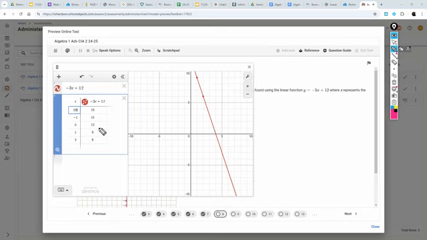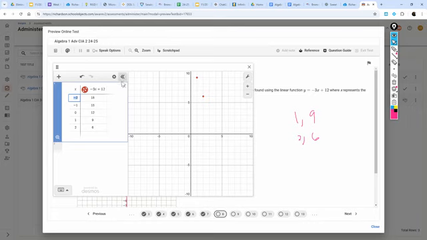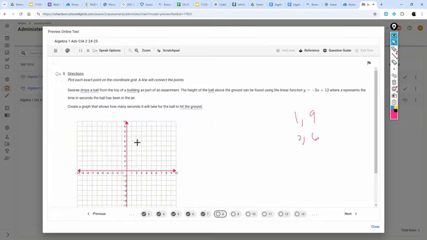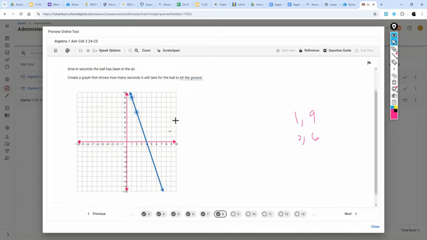I can graph 0 and 12, but I can also graph 1 and 9. Sure can. And I can graph 2 and 6. So I'm going to graph those 2 points. I'm going to exit this out now that I have that information and put it on here. So I have 1 and 9, that's 1 point. Put it there. And I have 2 and 6. And there's my line. That's it. That's all you have to do.